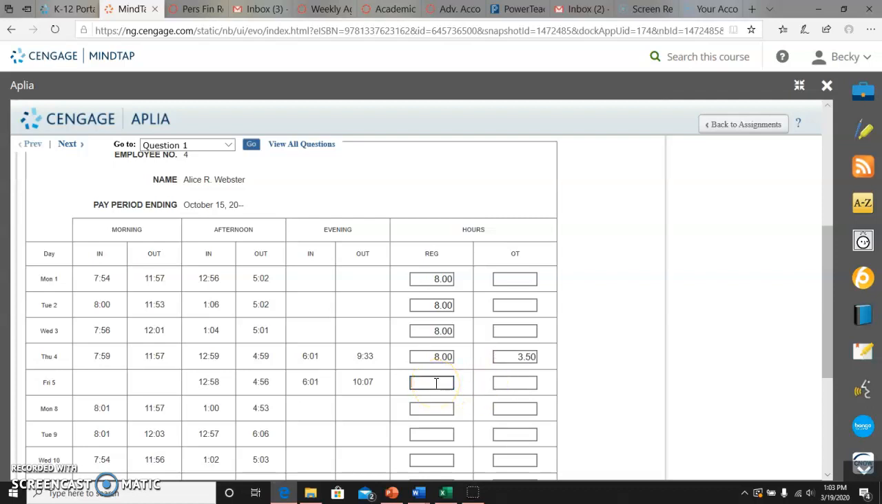Then on Friday the 5th, they worked from 1 to 5 and 6 to 10. So that's still 8 hours. Until they work over that 8-hour threshold, it doesn't even matter at what point in the day. It's just regular hours. So then on Monday the 8th, we have 8 regular hours because it's 8 to noon and 1 to 5.